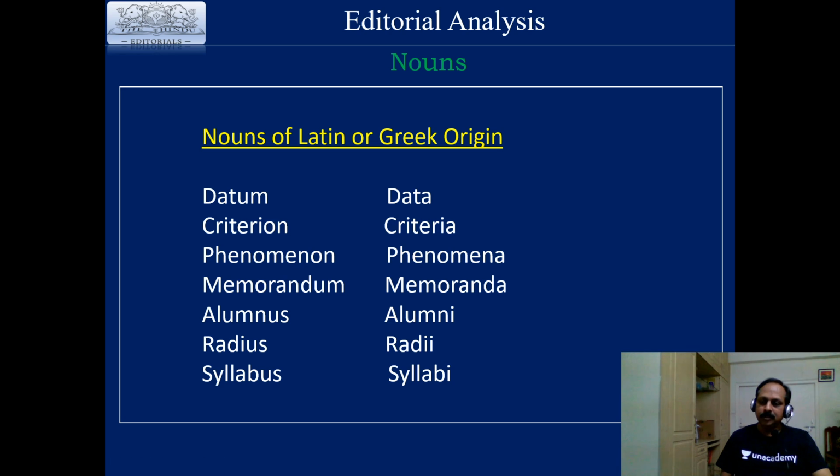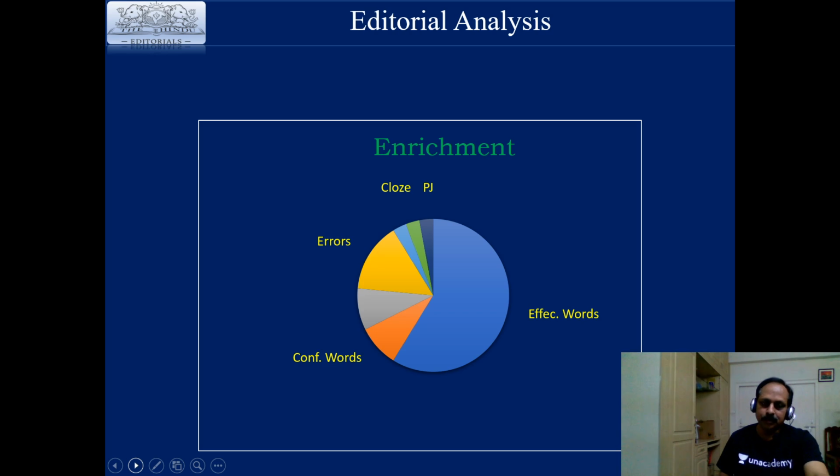Datum singular, data plural. Criterion, criteria. Phenomenon, phenomena. Memorandum, memoranda. Alumnus, alumni or alumni. Either way it is correct. Radius, radii. Syllabus, syllabi. You should take a holistic approach. Besides the information, you should always try to recollect whatever is important. That will help you in the long run.